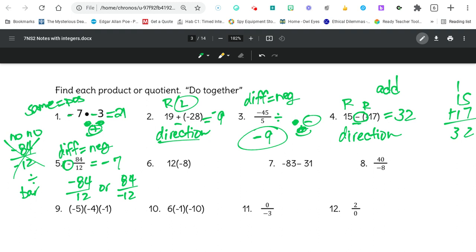On number 5, again, if the negative is with the division bar, then what you could do is put the negative with the numerator or with the denominator, but not, again, with both. That's a no-no. Here, you could use a smiley face. That's multiplication when you got parentheses.